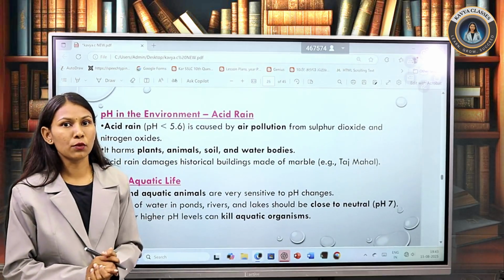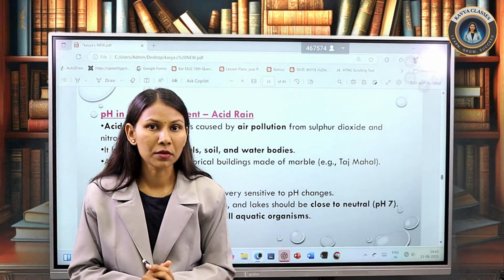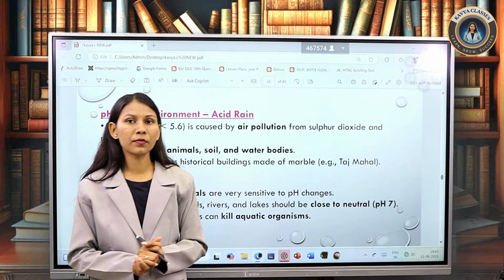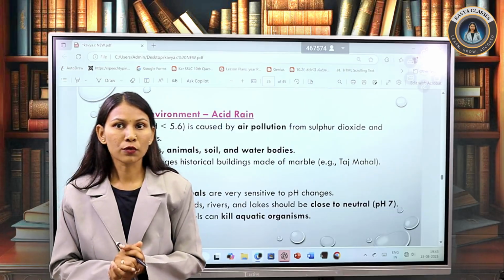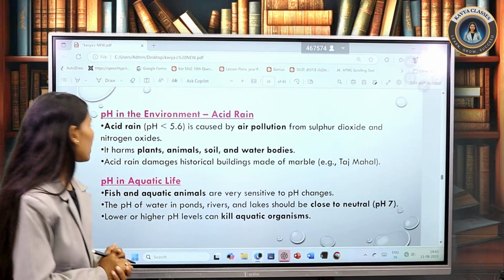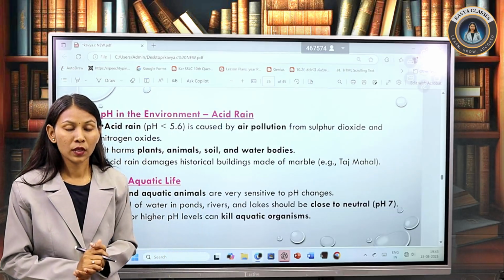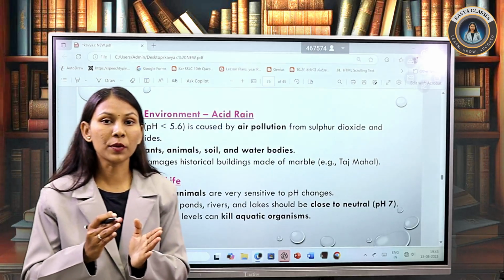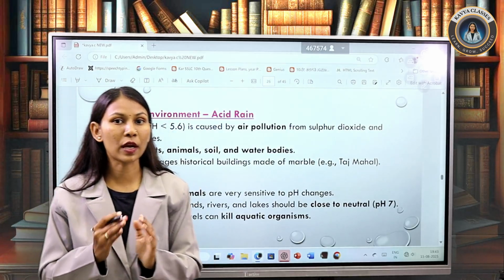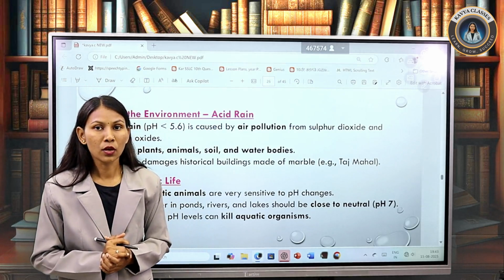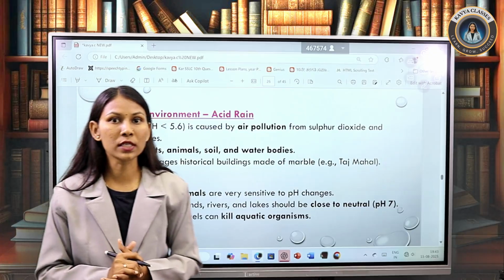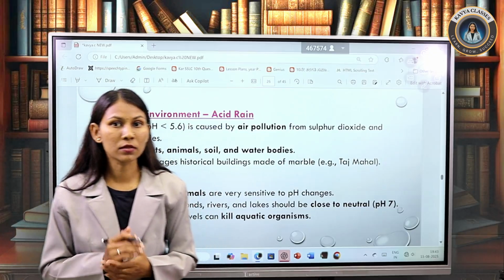pH in the environment, that is acid rain. Why does this acid rain occur? This acid rain is caused by air pollution from sulfur dioxide as well as nitrogen oxides. The pH of acid rain is less than 5.6, which is considered acidic in nature, which may harm water bodies, soil as well as animals.